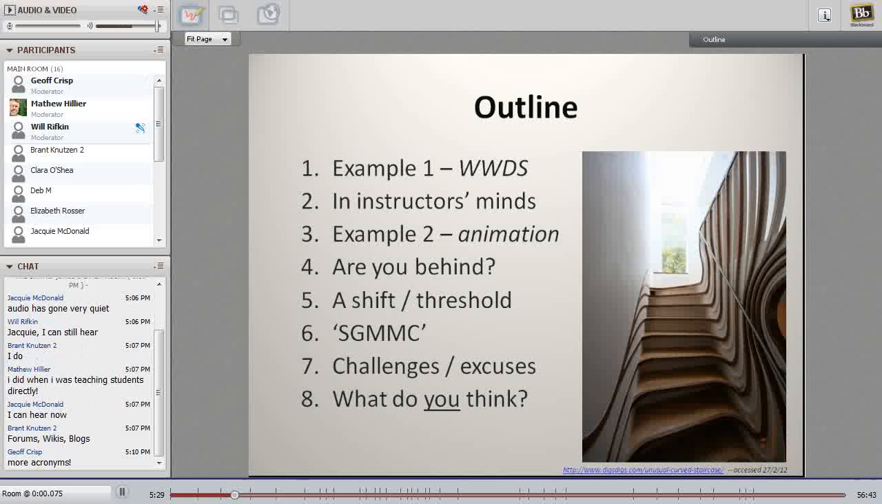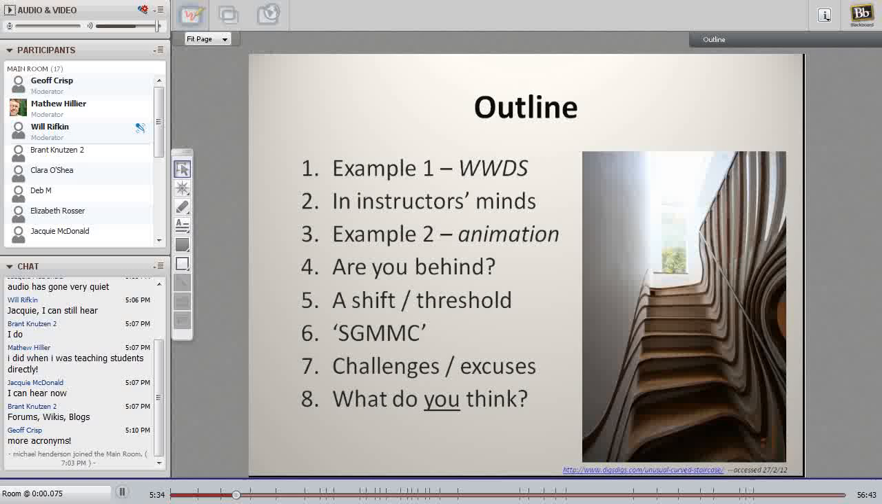To again look at what might be some of the threshold concepts involved and some of the shifts involved in order to get people to give their students these kinds of assignments.